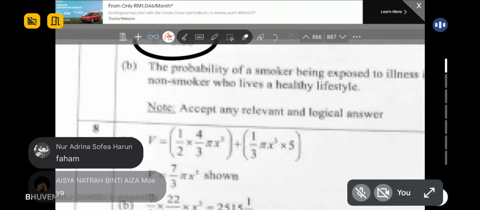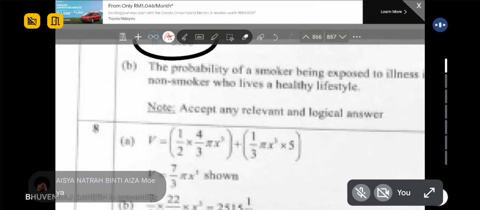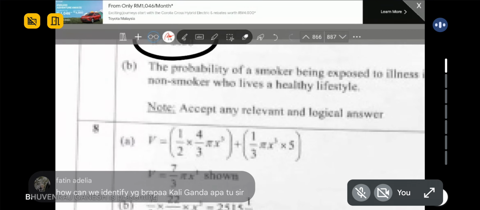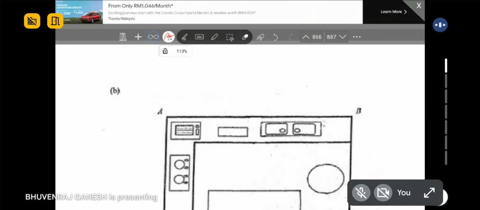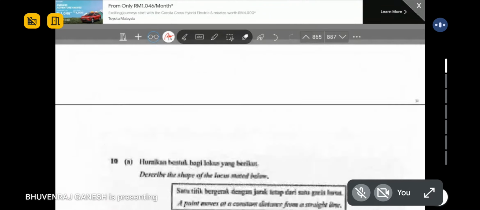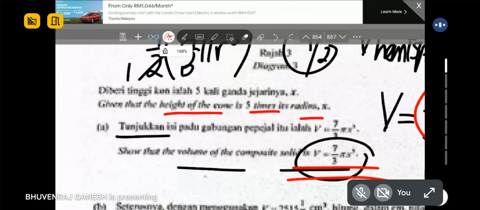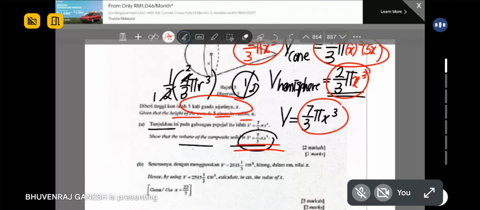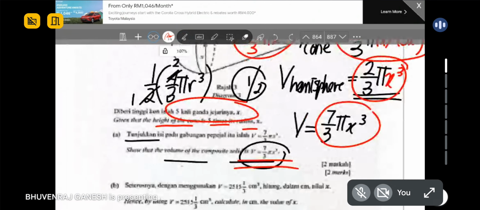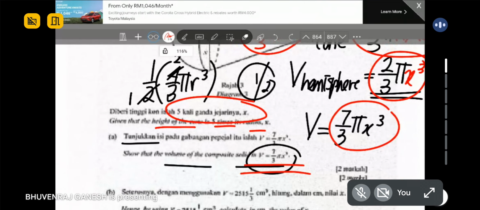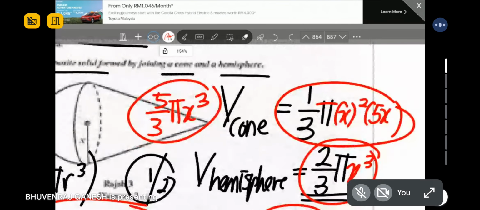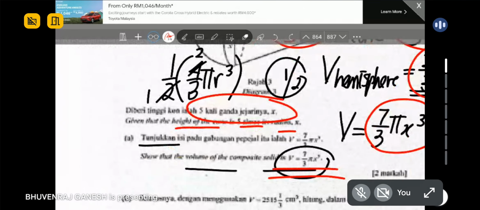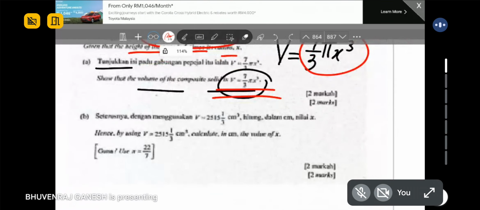Okay, next one. So for part B, they actually talking about how can we identify yang berapa kali ganda apa tu? Oh, just ikut ayat saja. Dia kata 5 kali ganda kan? 5 kali ganda jejari. Am I right? So, kalau jejari X, ketinggian 5X lah. 5 kali ganda. 5 times. Okay? So, X and also 5X. Nampak? So, just follow the question only. Ikut saja ayat dia. Okay? Alright. So, next one guys.